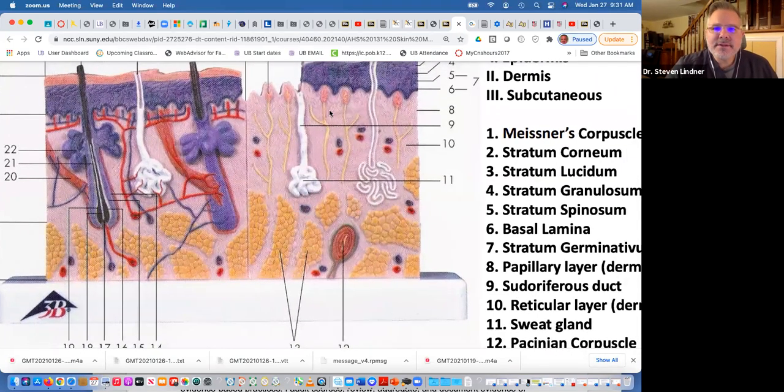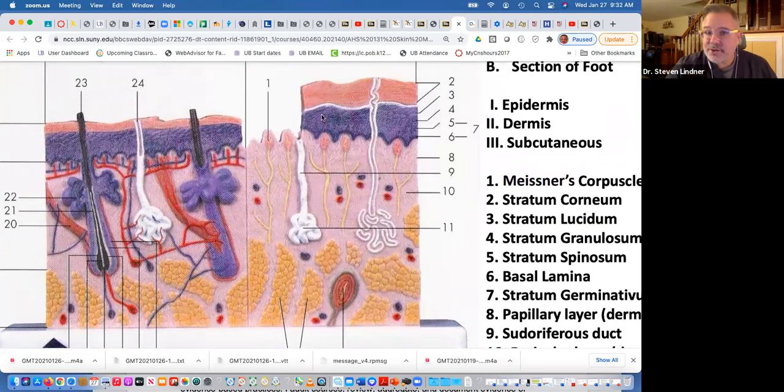In the dermis, we have some neurological tissue. Number one is Meissner's corpuscle. That is your tactile receptor. It's for light touch, right? If an insect or a bug is crawling on you, it's not really like a mosquito is walking. You could feel it. It's very superficial. Those are your Meissner's corpuscles.